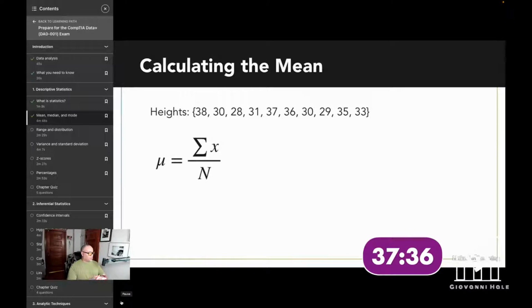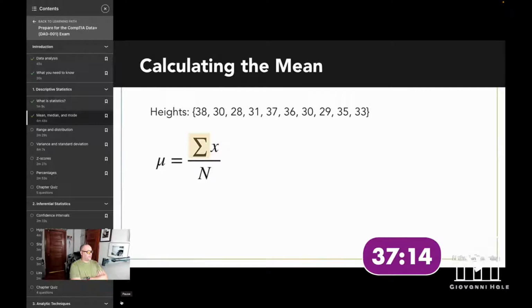I can calculate that using this formula. Let me walk you through these symbols step by step. First, the value that we're calculating is represented by the Greek letter mu. This is the symbol that we use for the mean value of a variable. It's saying that we're calculating the average value of x. And x is our variable. In this case, that's the height of each student.